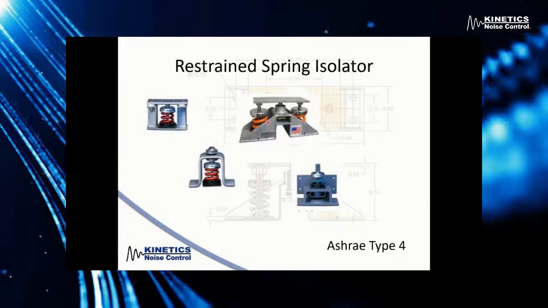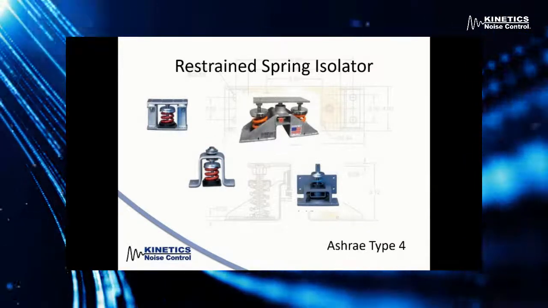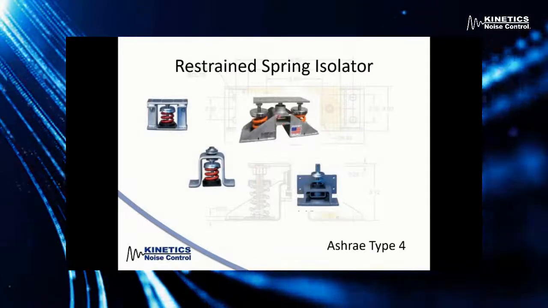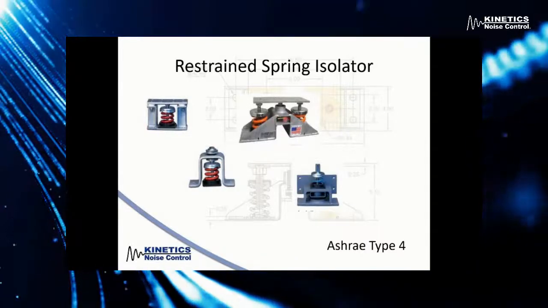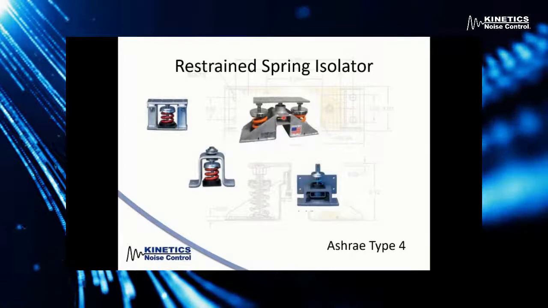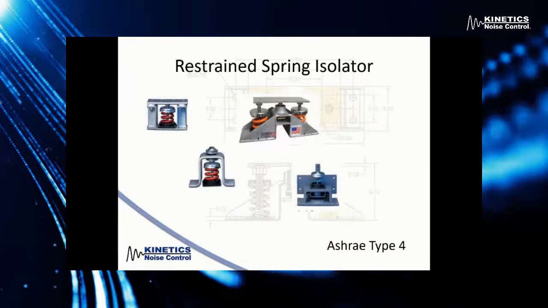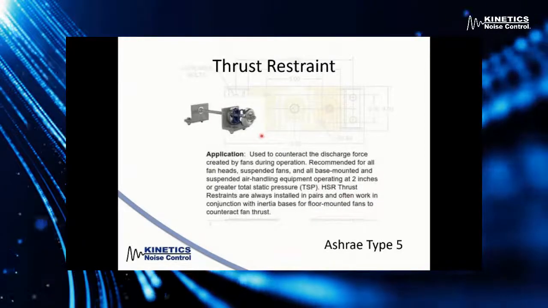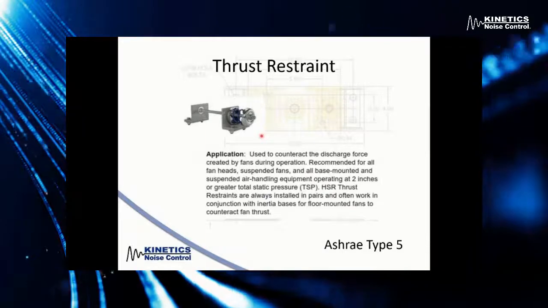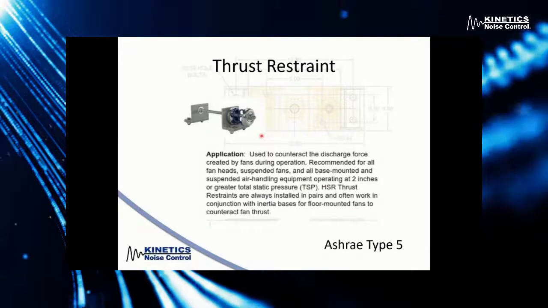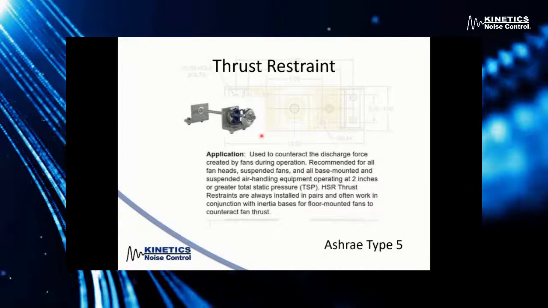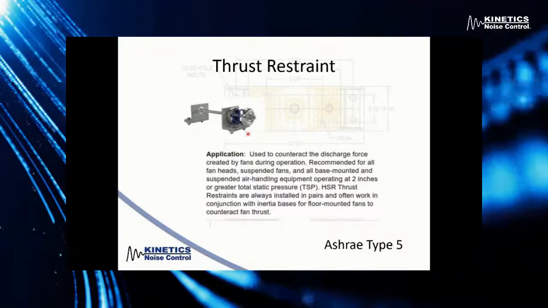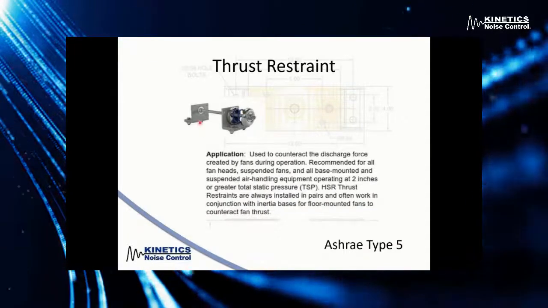So you can see there's different types of isolators that are restricted and restrained for seismic or wind. This one has a cavity in the middle, and your snubbing element sits right in the middle of the cavity, and that would again restrain the equipment from moving. An ASHRAE Type 5 is going to be a thrust restraint. A thrust restraint would be installed in a pair. Essentially, when you have a large fan in line with a piece of ductwork, that fan is going to want to pull itself away from the ductwork as it powers up. The thrust restraint is there to keep that fan from pulling itself away.